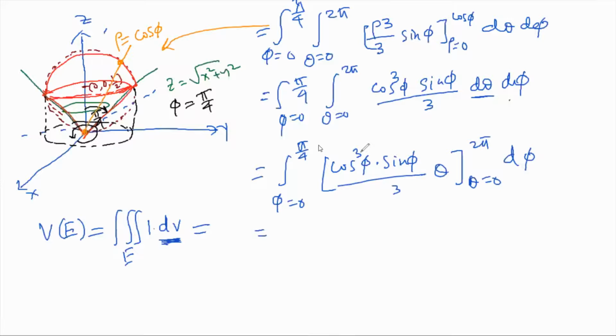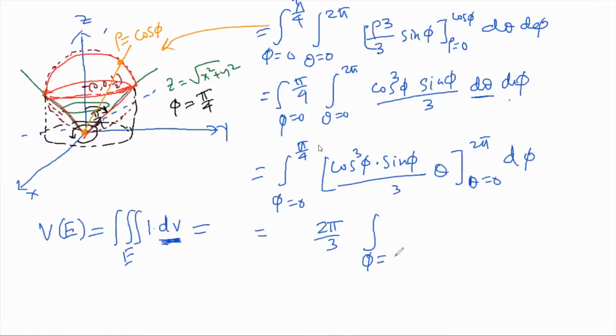Did I write it correctly? Hold on a second. Yeah, I did it correctly. So then plug in 2 pi, so it will be 2 pi over 3. I'm just taking that out.